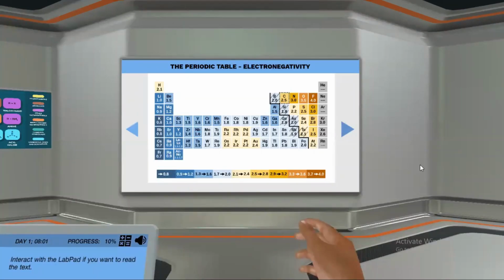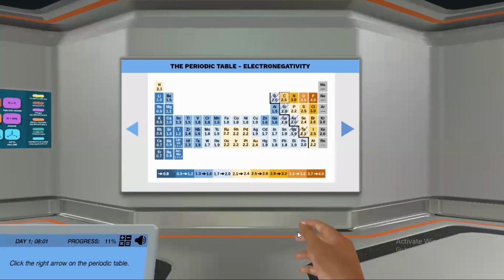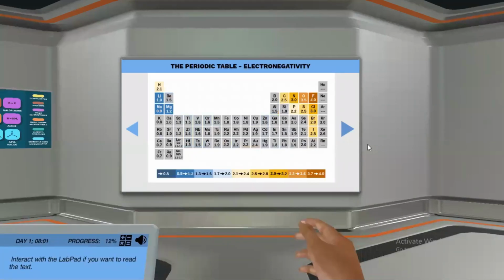Organic chemistry has carbon as the main character. That's why it is emphasized here. As a rule of thumb, all the metals are less electronegative than carbon, whereas the non-metals are more electronegative. There are a few exceptions to the latter, as you can see. Click the right arrow on the periodic table. Look at the periodic table on the wall.